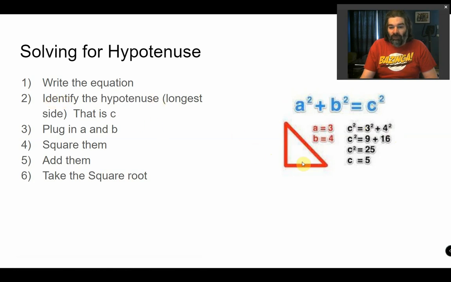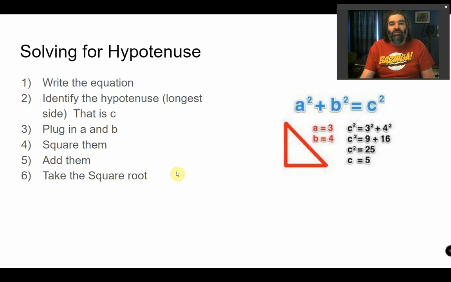Identify the hypotenuse. Figure out what the longest side is. Well, that's this side. Plug that in, okay, that's the side you're trying to solve for. So, plug in the length of the other two sides, say 3 and 4 for example, square them, add the numbers together, take a square root, you're done. So the whole trick to doing this is don't think about it. Literally, just write out the equation, figure out what the longest side is, plug in the number for the other two, square them, add them, take the square root.